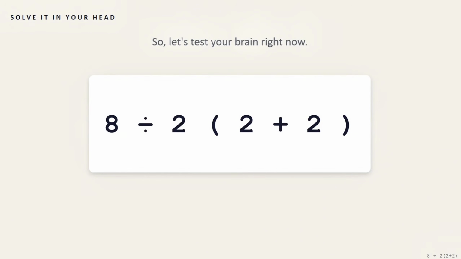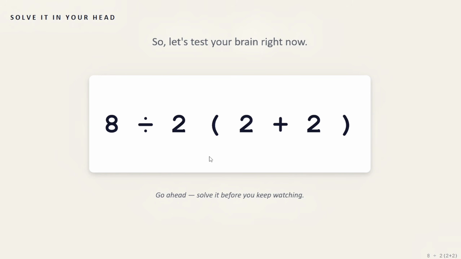8 divided by 2, and then right next to that, in parentheses, 2 plus 2. That is the entire problem. Go ahead, solve it in your head. Your final answer is either sitting clearly in your mind, or you might already be furrowing your brow, wondering why this is even a debate.